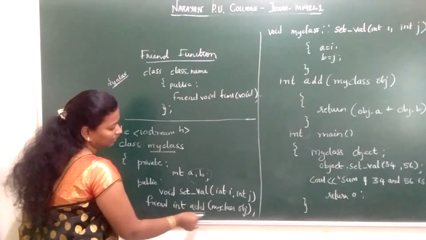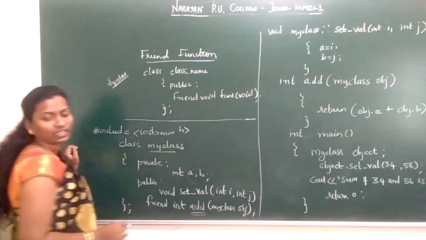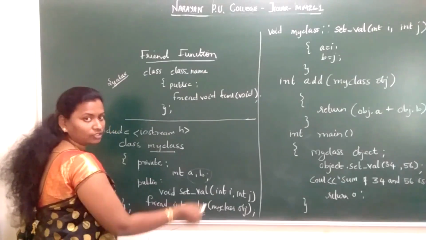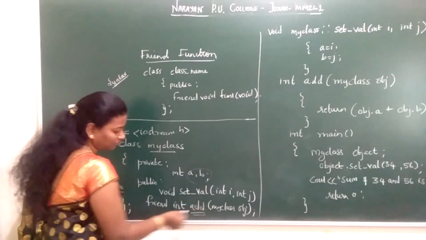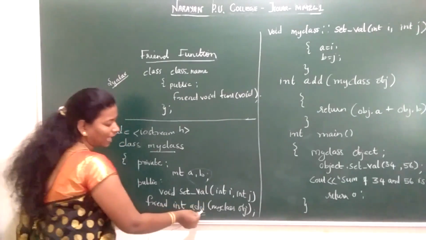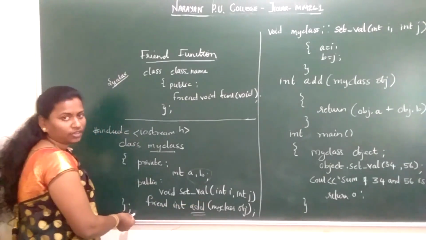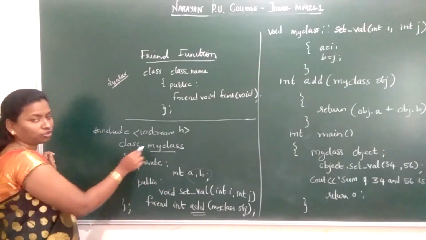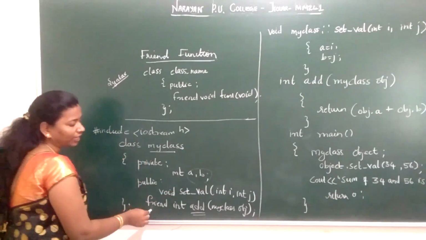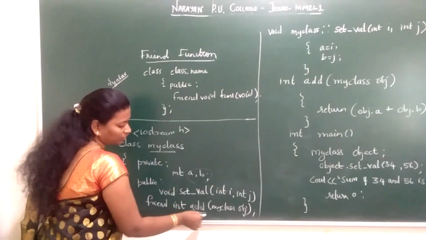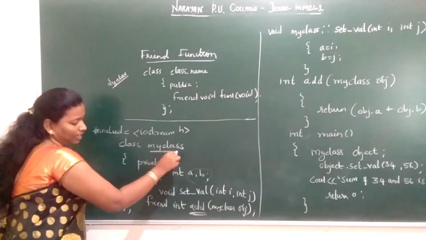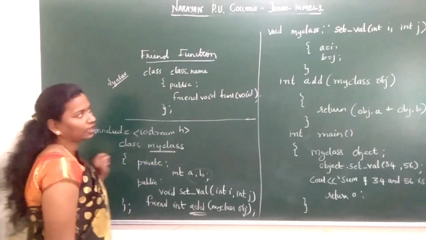Okay. Now you see, setval is a member function of the class my class. Okay. But add is not a member function. It is a non-member function, but it is a friend function. What is add? Add is a friend function. What is friend function? Friend function is a non-member function. It is not the member function of my class. It is only a friend function. Now what is friend function here? Add is a friend function to the class called my class. Okay. So this is about the declaration.